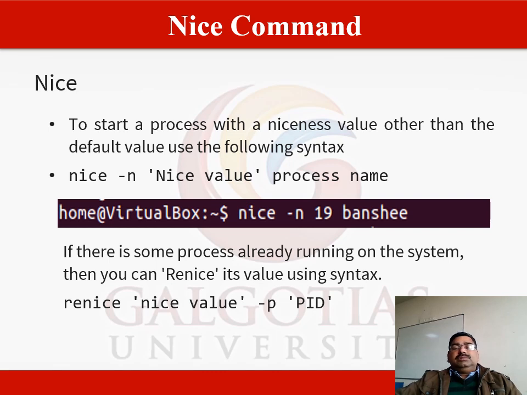If some process is already running on the system with some nice value and you want to change it, you can change the nice value by the renice command. The syntax is renice, the nice value, -p, then the PID. Here again you can give a value between -20 and 19 for renice. So for a running process you can change it.